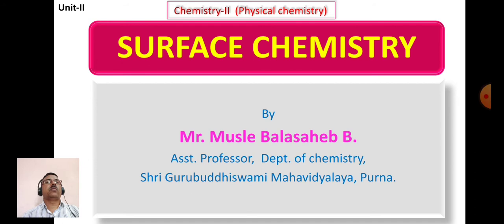Today we are going to study surface chemistry. It is the second unit of chemistry paper second. That is the physical section of chemistry paper second.